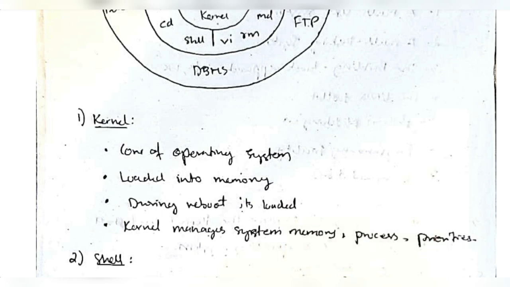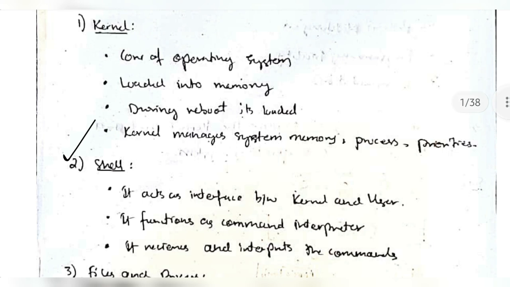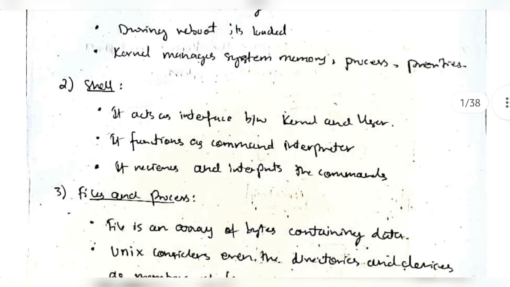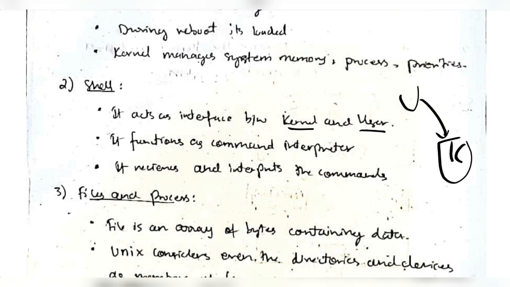Okay, like kernel is the first, and then comes the shell. What is shell? Shell is nothing but these things. We'll be accessing the kernel using these commands. So these commands are written in an IDE called the shell. Okay, so that is the shell. It acts as an interface between the kernel and the user. The user cannot directly access the kernel. He has to access it using the shell commands. Okay, so that is known as shell.